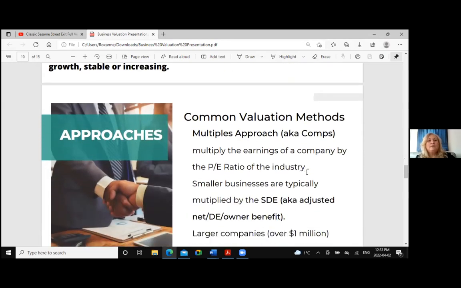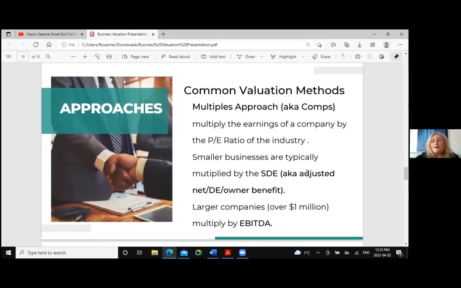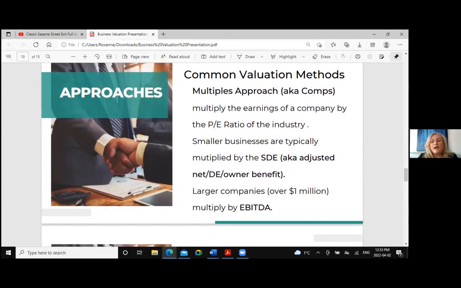So some common valuation methods that we look at: the multiples approach, also known as comps, where you multiply the earnings of a company by the price earnings ratio of the industry. Smaller businesses are typically multiplied by the seller's discretionary earnings, also known as adjusted net or discretionary earnings or the owner benefit. Larger companies over $1 million are typically shown as multiples of EBITDA.